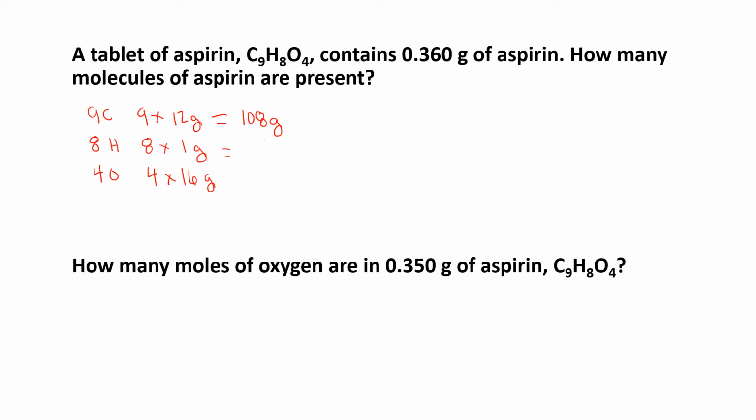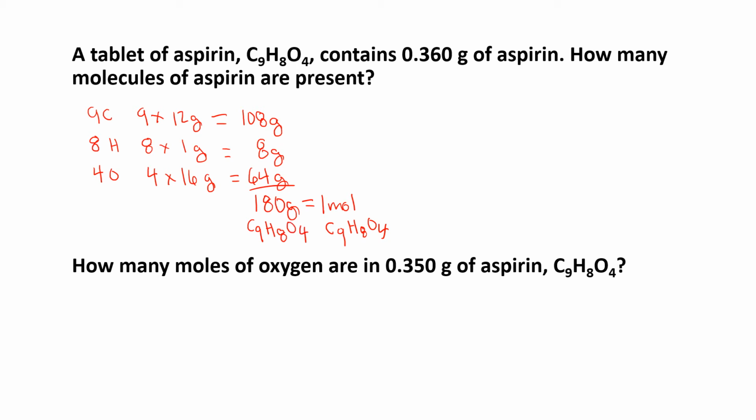Then I have 8 times 1 gram, that gives me 8 grams. And then I have 4 times 16, so that gives me 64 grams. And then I'm going to sum this up, and that gives me 180 grams. And so that is going to equal 1 mole of aspirin, C9H8O4. So 180 grams of aspirin is going to equal 1 mole of aspirin.